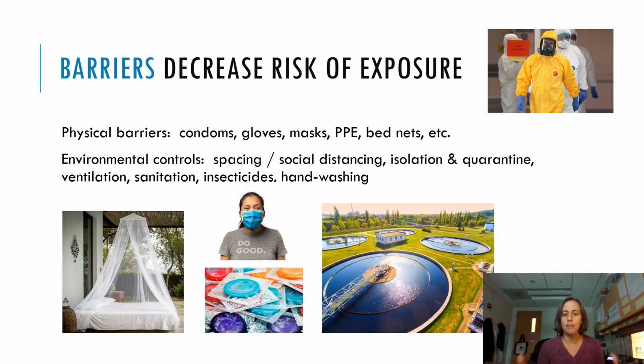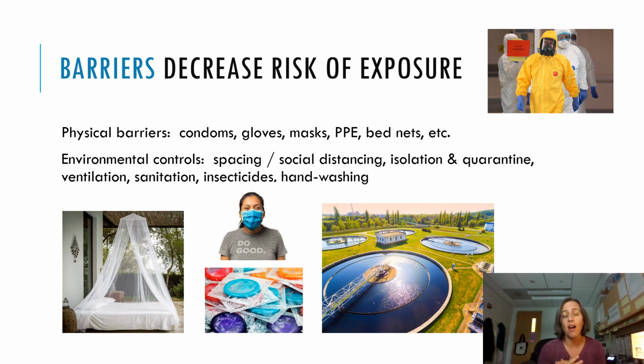And then there are environmental controls, right? So the physical barriers are things that you do to protect your individual person. Environmental controls are things that we do that make it safe for you to be out and walking around the world. So spacing and social distancing, which we all did quite a bit of in the beginning of COVID, was actually quite effective at reducing your risk of exposure. Isolating people who were sick and quarantining people who were exposed and perhaps were going to be sick or in the early stages of being sick also makes it safer for you to be out and about.